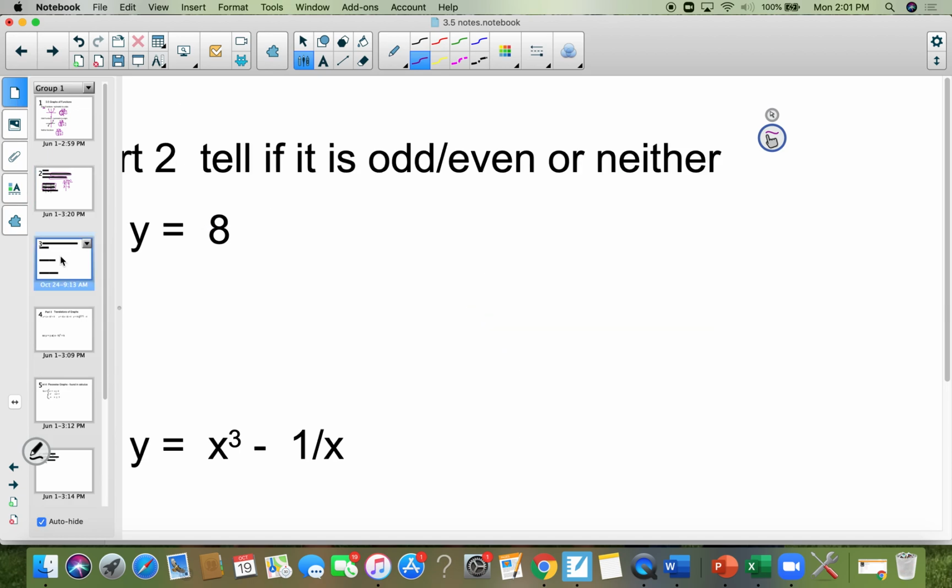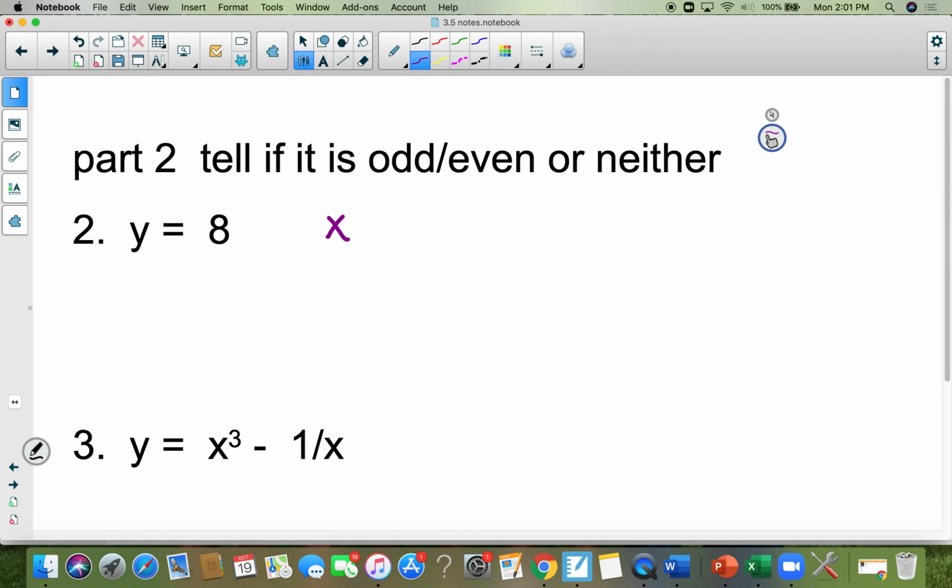Okay, the next one. Tell me if it's an odd, an even, or a neither function. So what I'm going to do is do what I was just doing on the first part. Y has to be 8 for this one. Y can only be 8. X can be anything it wants to be. So I want my x's to be a 3 and a negative 3 because they have to be opposite. But the y has to equal 8. Well, the x's are opposite, but the y's are the same. It's an even function.